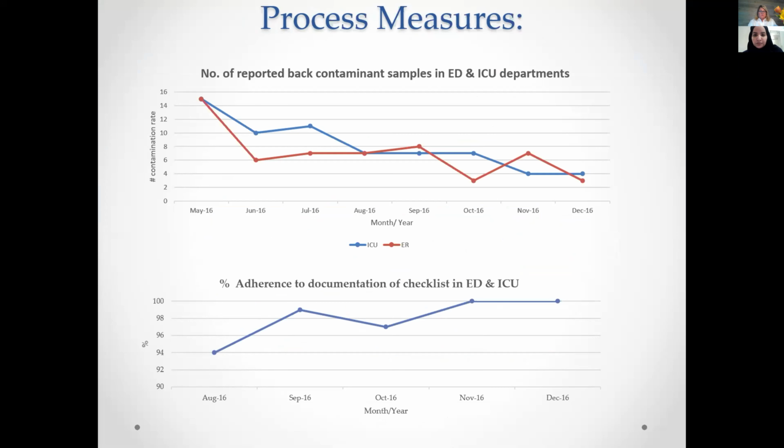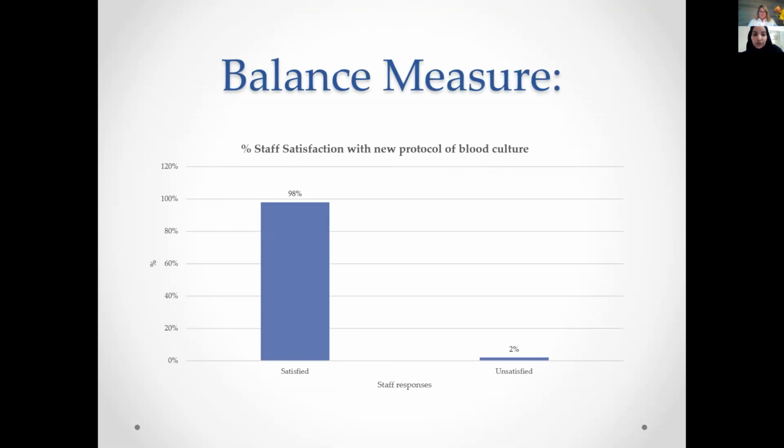So we reported our process measurement as the number of contaminated samples reported back from every department. We found that there is a decrease also in the number of reported contaminated samples. Also, adherence to documentation of the checklist improved to 100% with the auditing process. For our balance measure, we found that 98% of the staff was satisfied with the improvement, while 2% of the staff was unsatisfied because they felt the workload had increased.